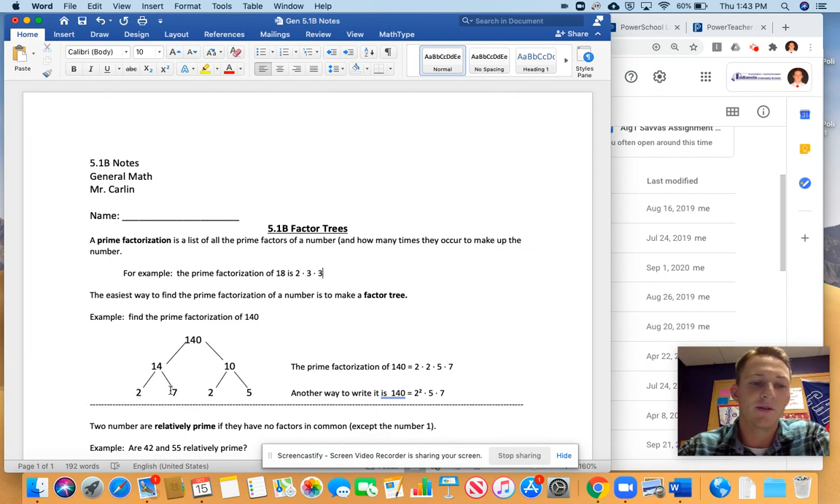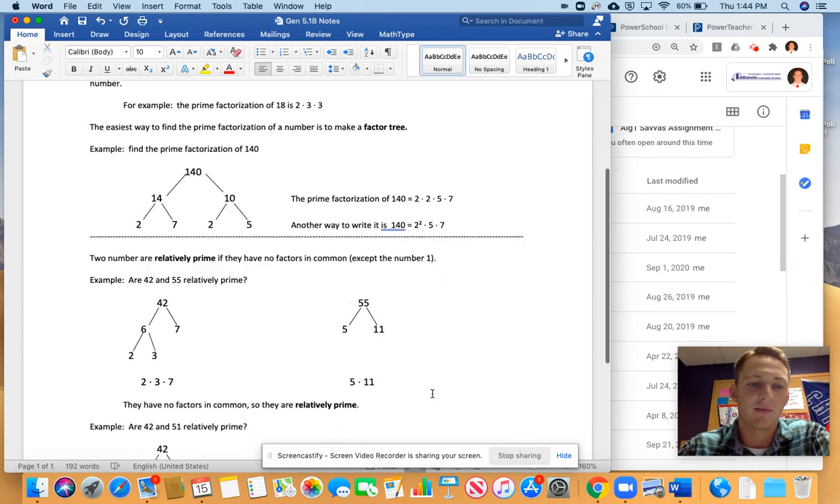14 breaks down into 2 times 7. 10 breaks down into 2 times 5. All these are prime numbers. So we want to write this as 2 times 2 times 5 times 7. But how many 2's do we have? We have 2 2's, so let's write that as 2 squared times 5 times 7.